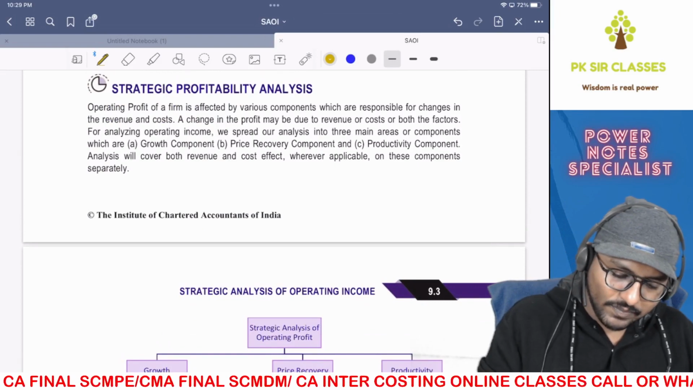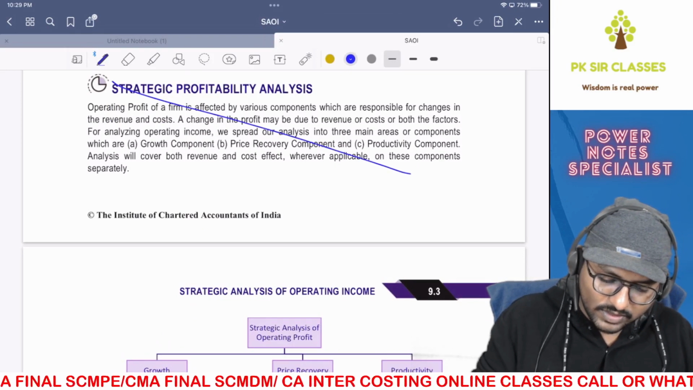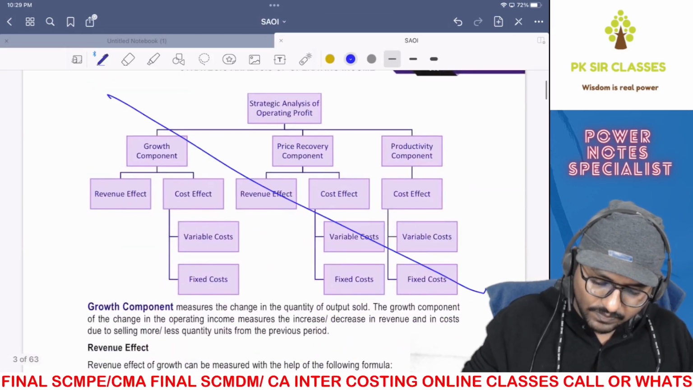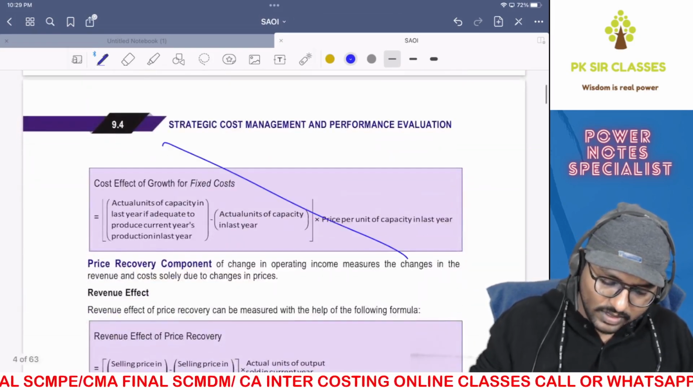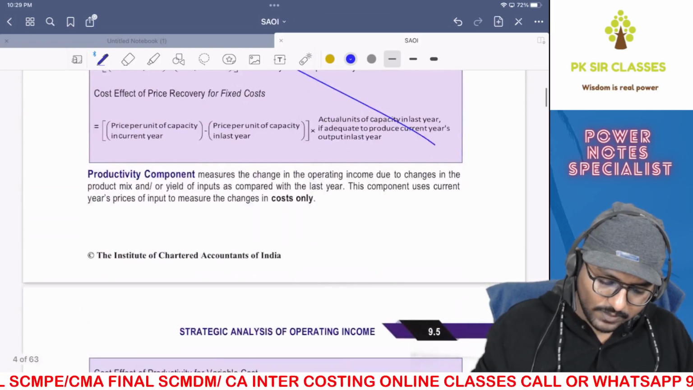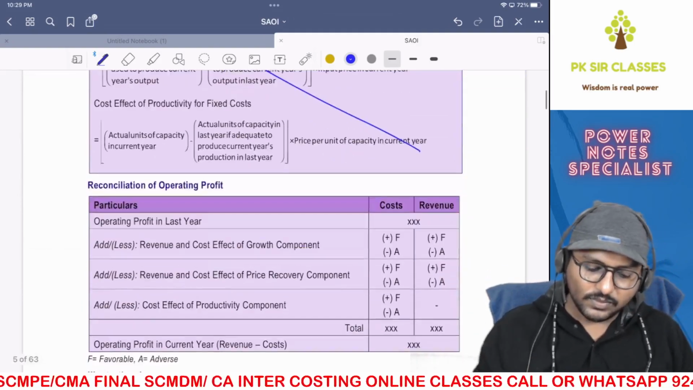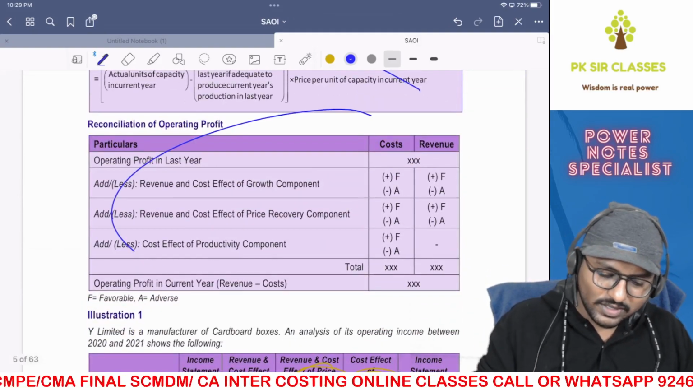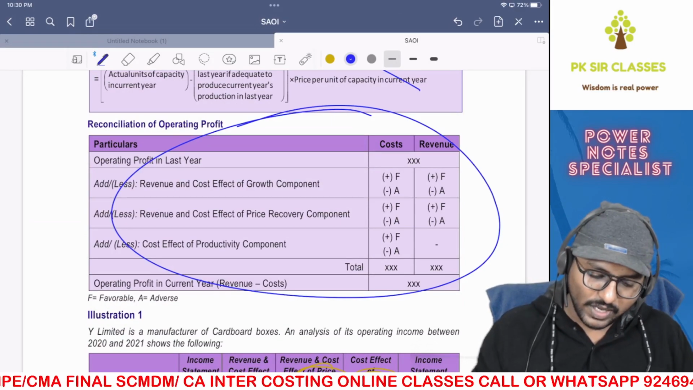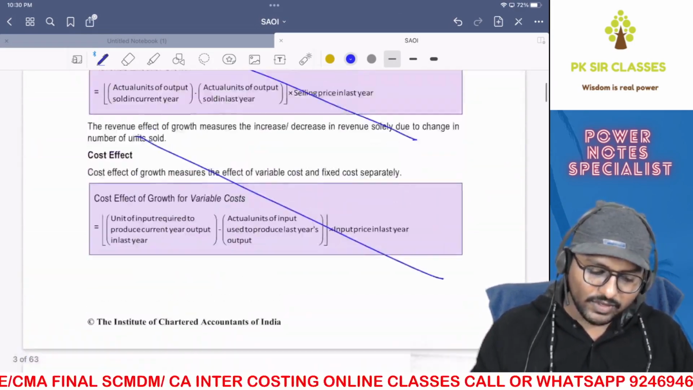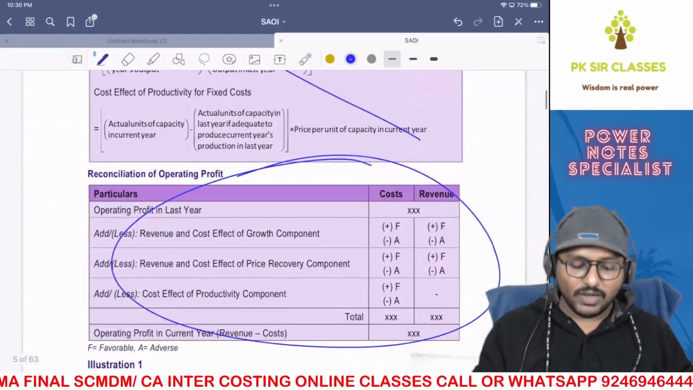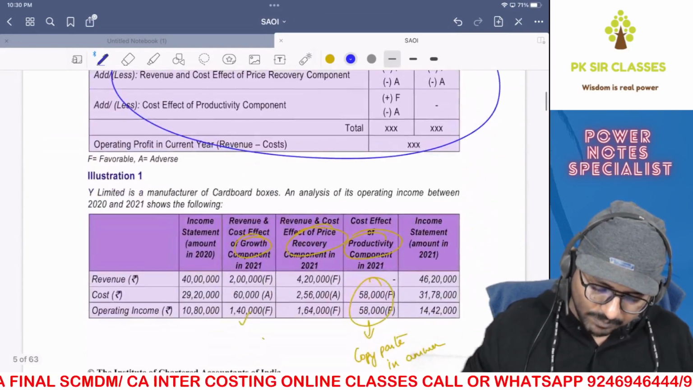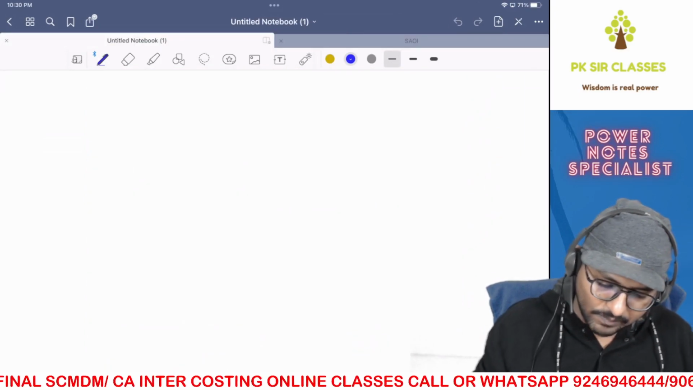So I'll tell you one thing. No need to study any of this. Whatever has been given here in your ICA study material, all these formulas, this one, this one, this one, this one, and even this. That's okay, it's just a pro forma of reconciliation. You need not study any of this. Are you able to understand? I'll tell you why. We'll try to finish it off in a pretty simple way. Okay, right, chalo, now see here.